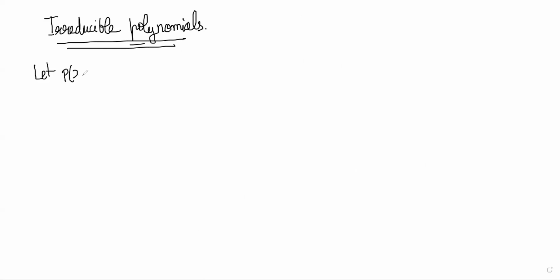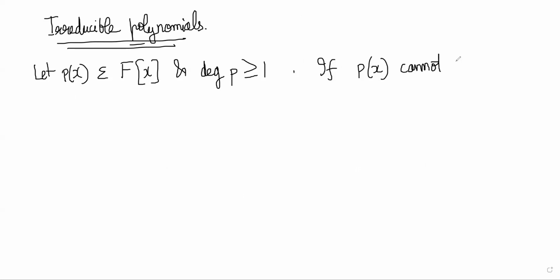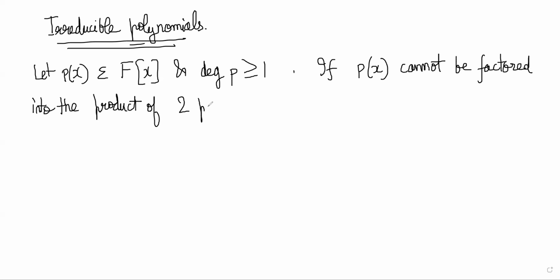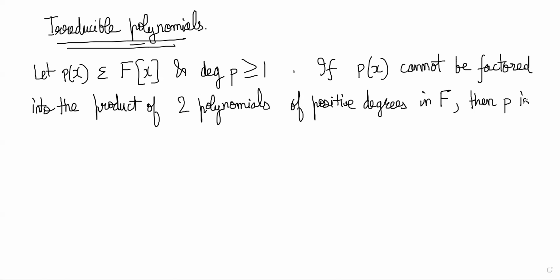The next idea that we'll talk about is irreducible polynomials and basically unique factorization of polynomials. So what is irreducible? Let P of x belong to capital F of x, and the degree of P is greater than or equal to 1. If P of x cannot be factored into the product of two polynomials of positive degrees in F, then P is an irreducible polynomial in the set capital F of x.